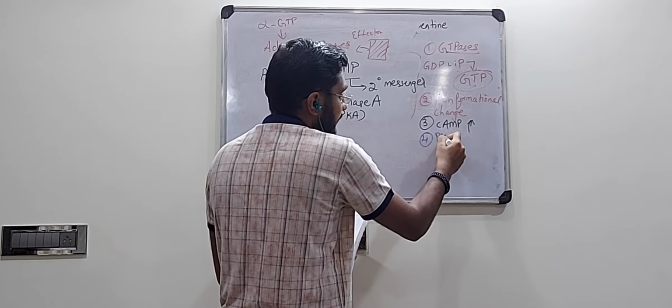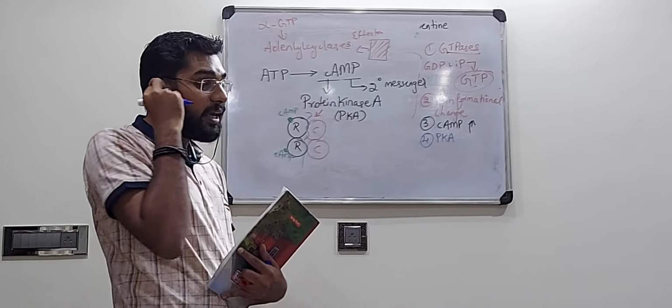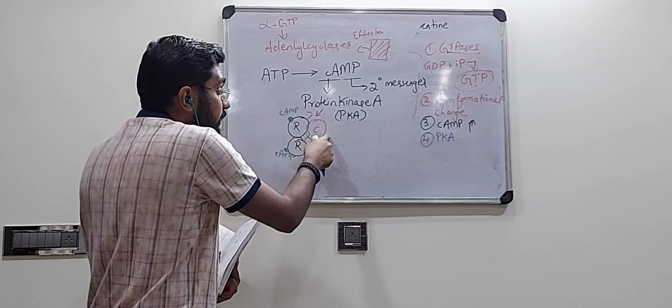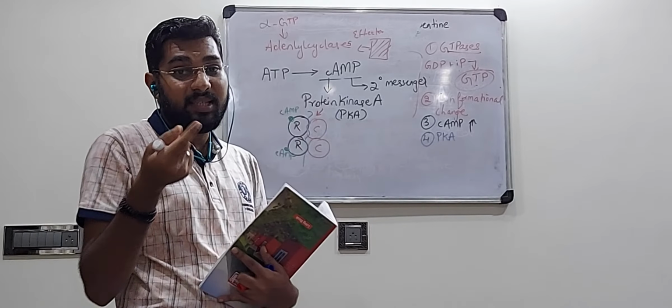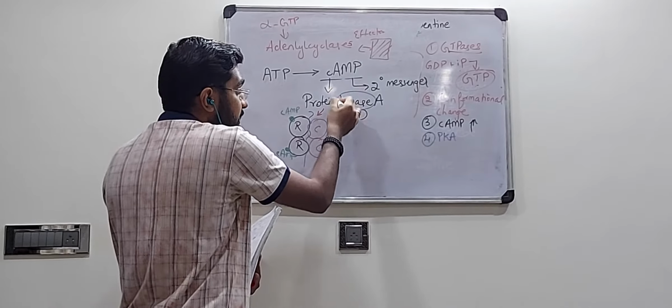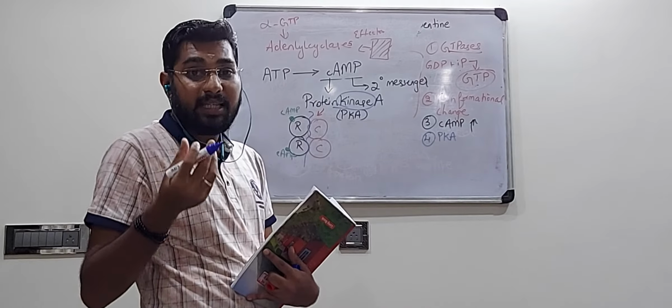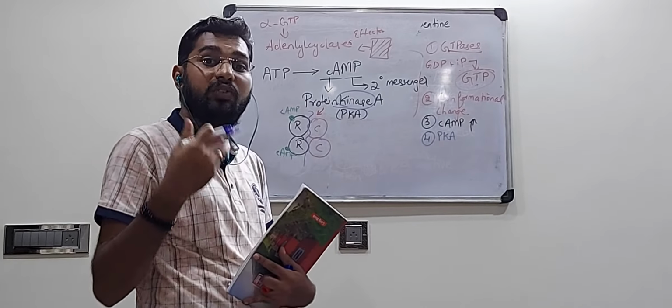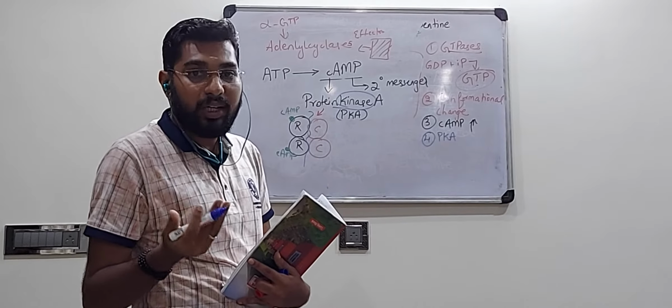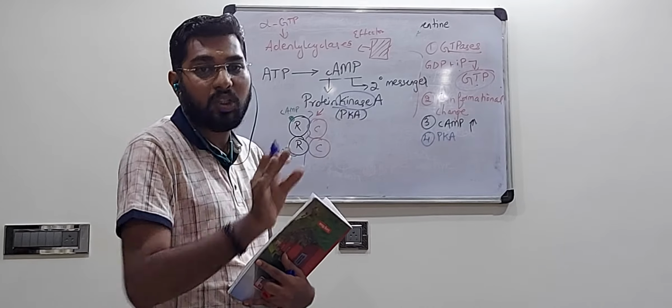Protein kinase A acts on a protein. Now, this protein kinase A, the enzyme itself says kinase. What do you mean by kinase? In the enzymes you would have studied, an enzyme which is named kinase will have phosphorylation activity. Phosphorylation means it simply adds phosphate groups.